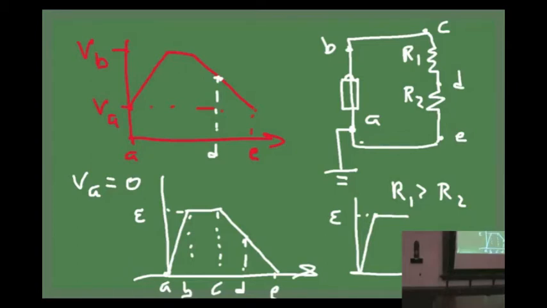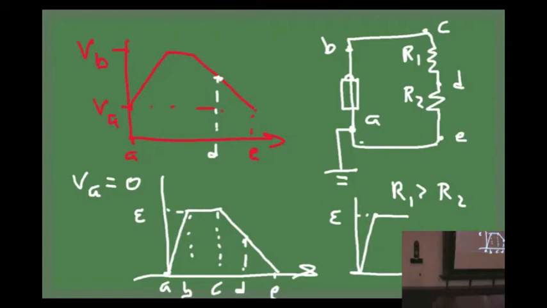But how do the drops in R1 and R2 change now? Which of those drops should be bigger than the other? What do those two resistors have in common? They have in common the current that is flowing through them. They both have the current I going through them, right? So the difference in potential across resistor 1 is going to be the current times R1. The difference in potential across resistor 2 is going to be the current times R2. If R1 is bigger than R2, the difference in potential for resistor 1 is going to be bigger than the difference in potential for resistor 2.